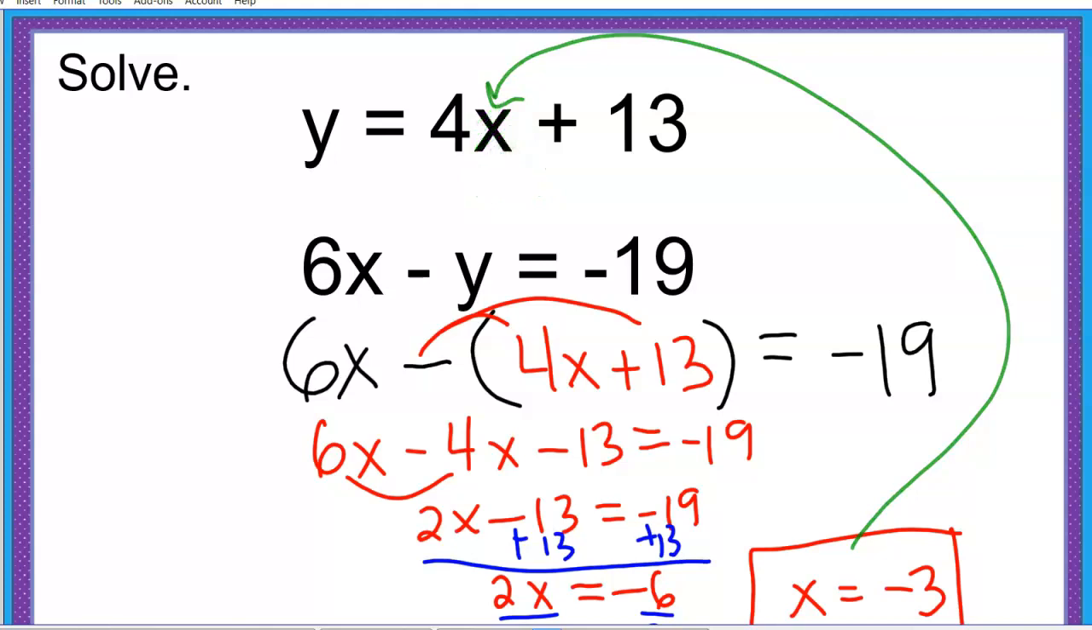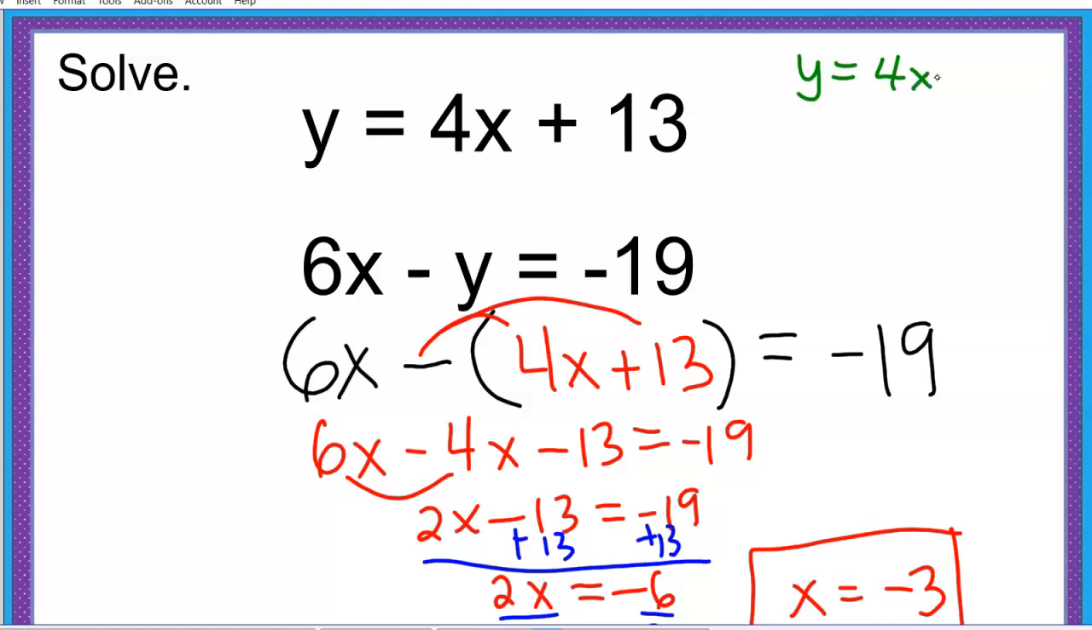So I'm going to do that work on the side here. Y equals 4x plus 13 is the equation I chose. X needs to be erased, and x needs to be replaced with its value. Now all I need to do is compute. Pick up your calculator, type 4 times -3 plus 13. You'll get the answer for y.